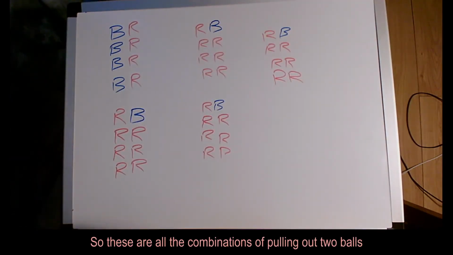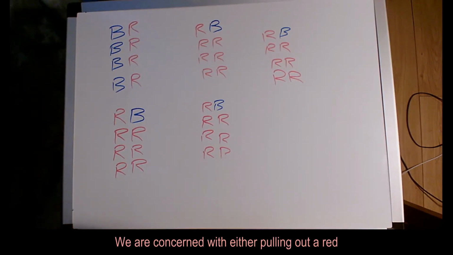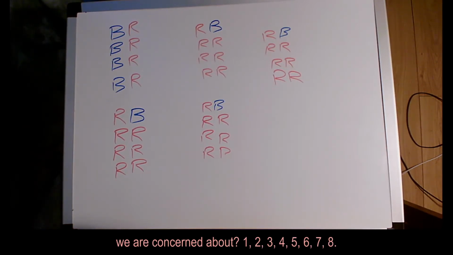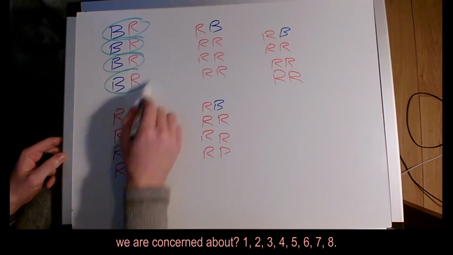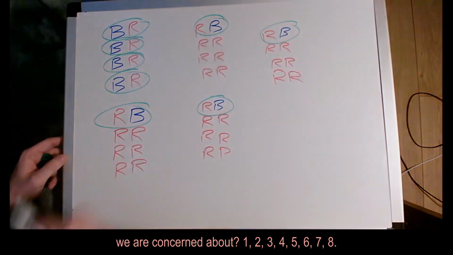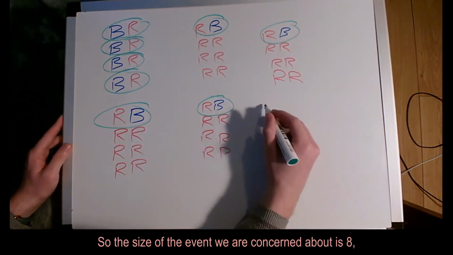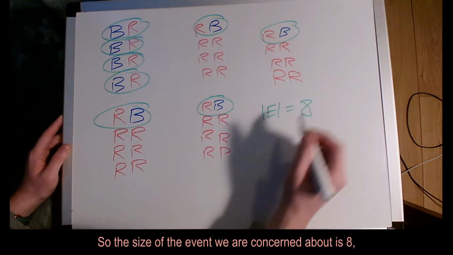So these are all the combinations of pulling out 2 balls from this bucket that can occur. We are concerned with either pulling out a red and then a blue, or a blue and then a red. So how many of those outcomes are there that we're concerned about? 1, 2, 3, 4, 5, 6, 7, 8. So the size of the event we are concerned about is 8.